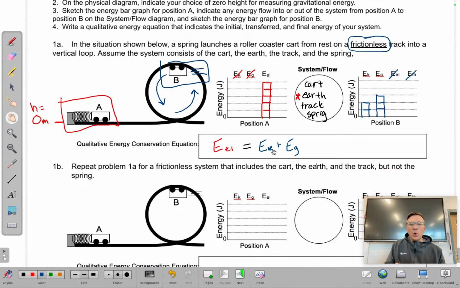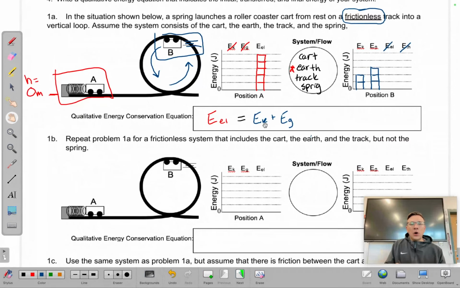So there is problem 1A. We're now going to move on to problem 1B, which is the same problem. It says repeat problem 1A for a frictionless system that includes the cart, the earth, and the track, but not the spring. So now the spring is outside of our system, which is going to change some things. So I'm going to go back to my system here. It said the cart, the earth, the track, but not the spring.